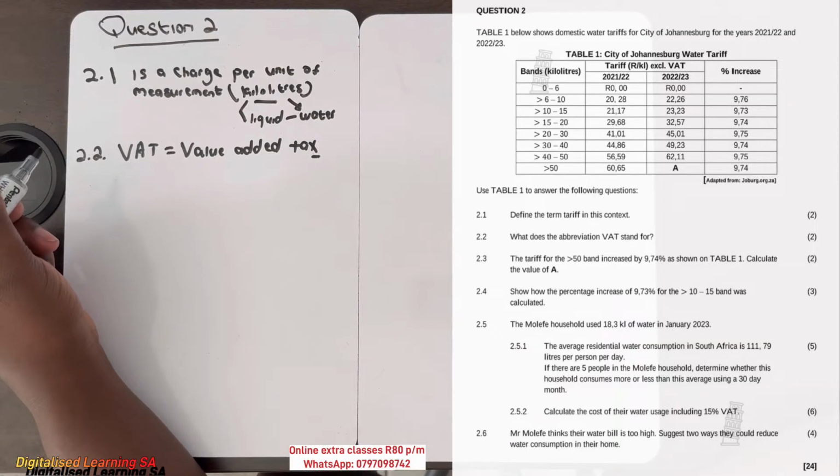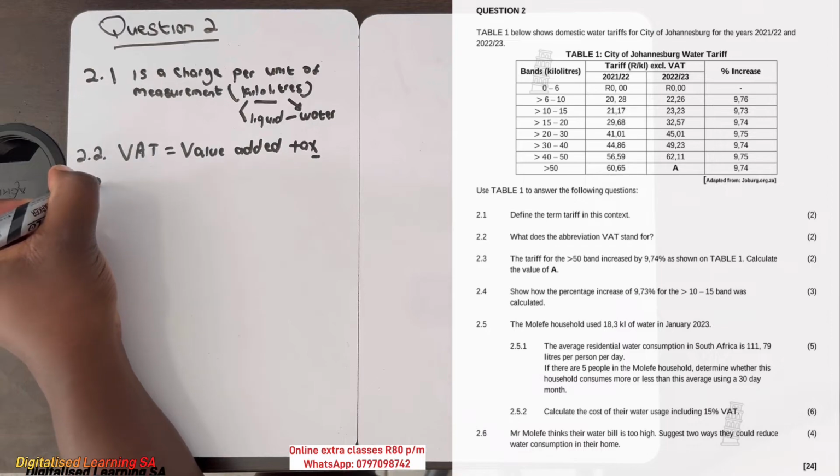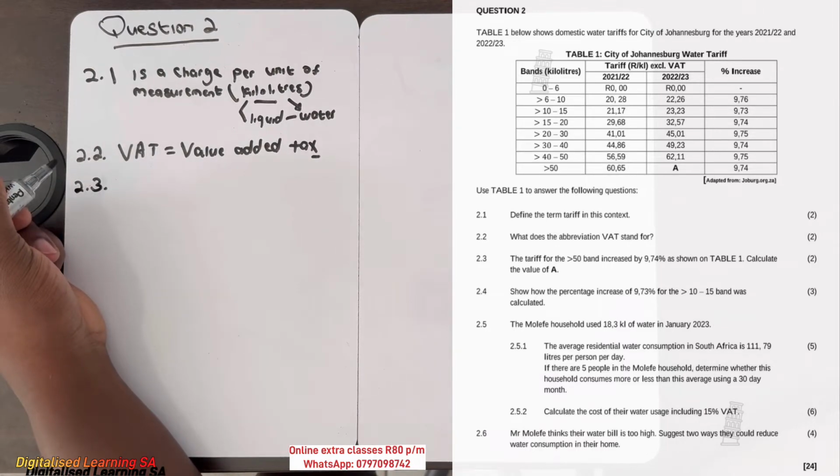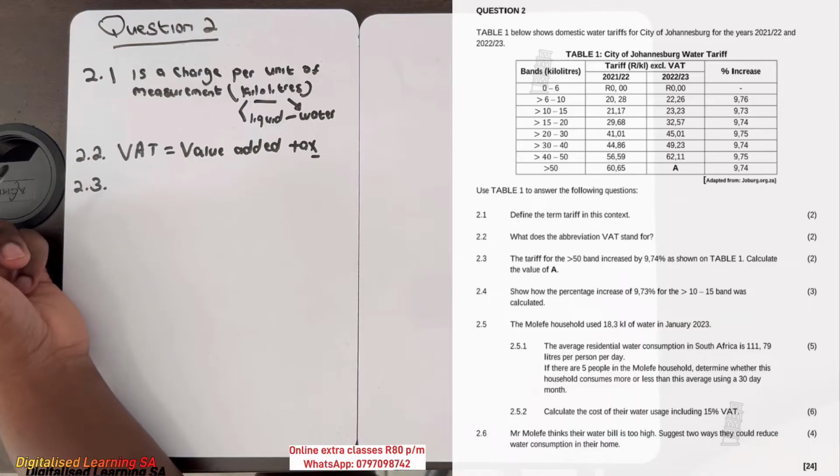So now let's move to question 2.3. The question reads as follows. The tariff for the above 50 band increased by 9.74% as shown on table 1. Calculate the value of A. So we need to calculate the value of A. So we are told that it has increased by 9.74.